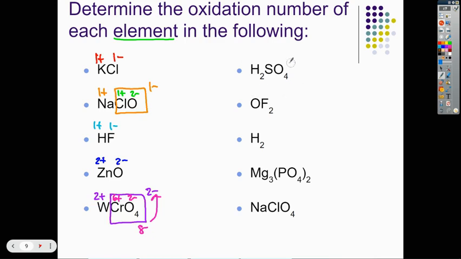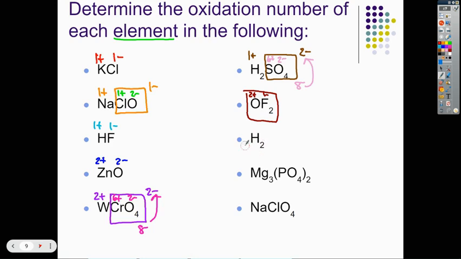For sulfuric acid, H2SO4, H is a 1 plus, and then we have sulfate, which is a 2 minus ion. If we look at each individual atom in there, oxygen gets a 2 minus charge. 2 times 4 gives me an 8 minus overall. 8 minus 2 means that sulfur is a 6 plus. Here we have oxygen difluoride. So we have fluorine, which is the emperor of all of our electronegativities, with a 1 minus. So in this case, oxygen is a 2 plus.